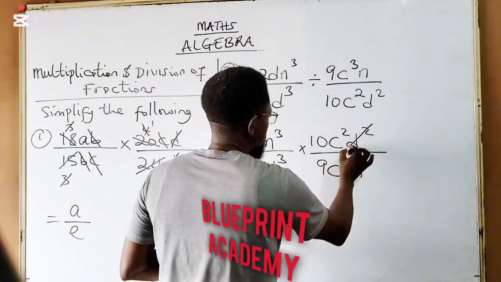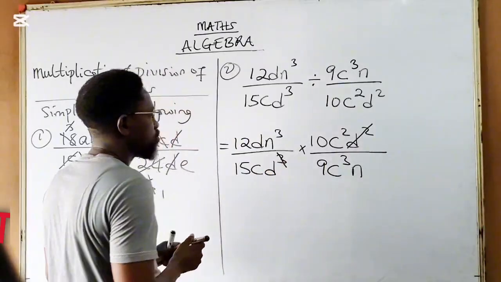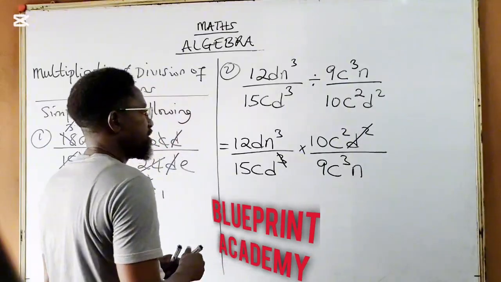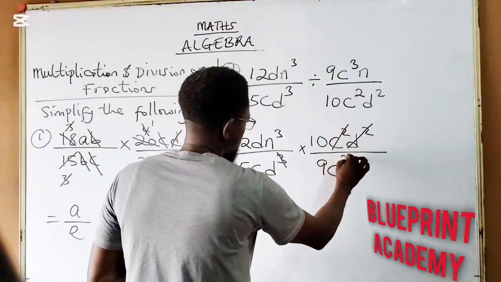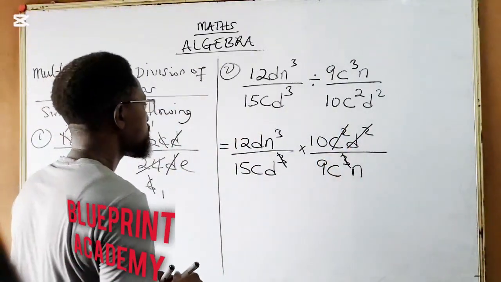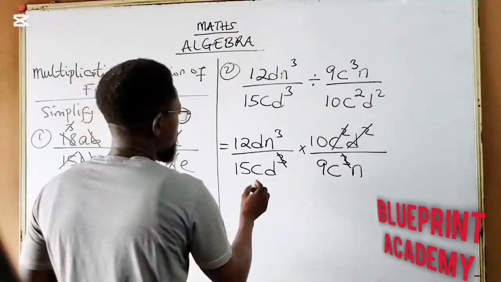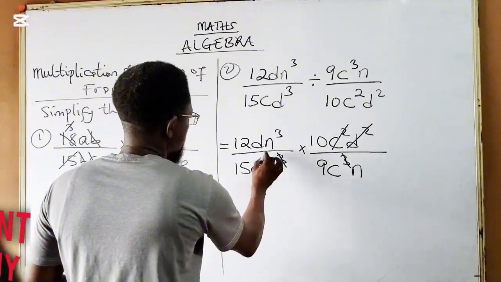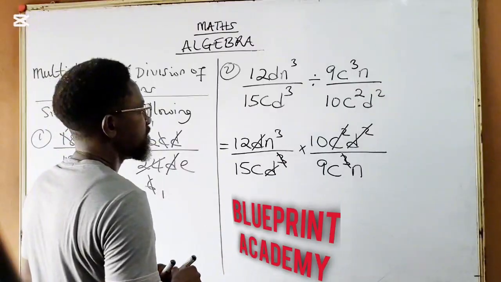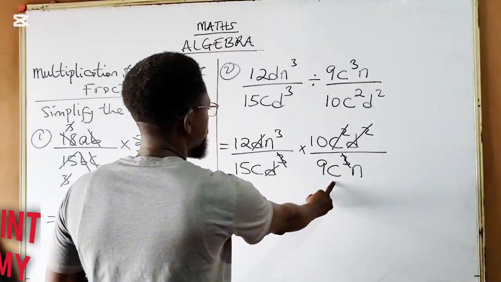Let's start with this d. There are 2 of them there. If we cancel 2 from here, we'll be left with 1. Then there are 2c here. If we cancel 2 from here, we'll be left with c. Let's check again. This d, remaining 1 d here, will be cancelled by this d up there. Remember, we still have 1 c left here.